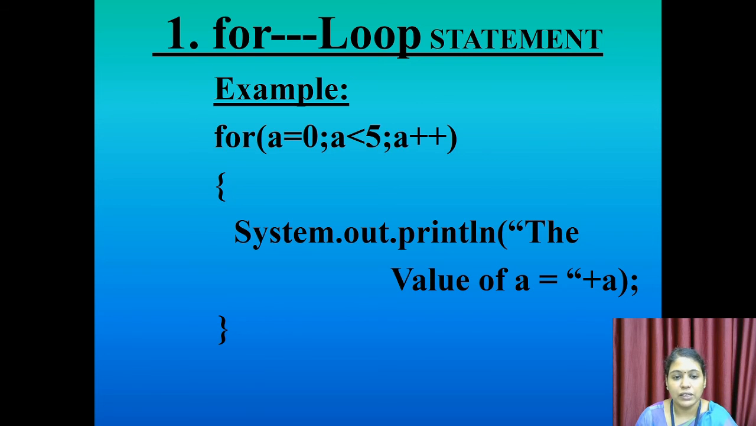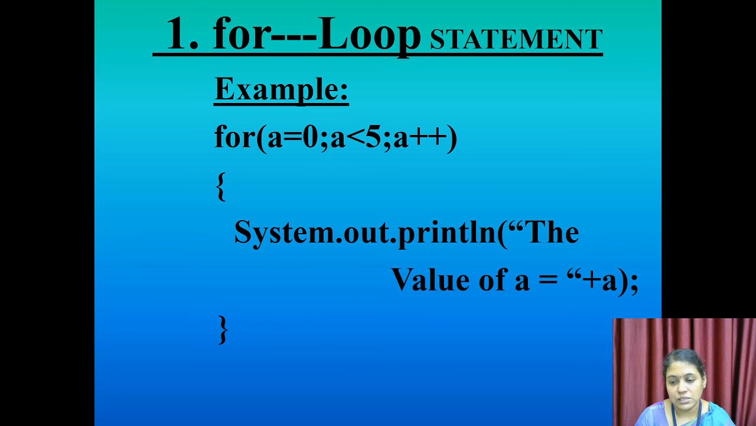Then we come to the open curly brace, and the section is started. Within the section I write the code System.out.println. This is the statement for printing something on your output screen. Open parenthesis. Within the double quotations I write the output statement, the value of a is equal to. This is a string, so I have to write it within double quotations.